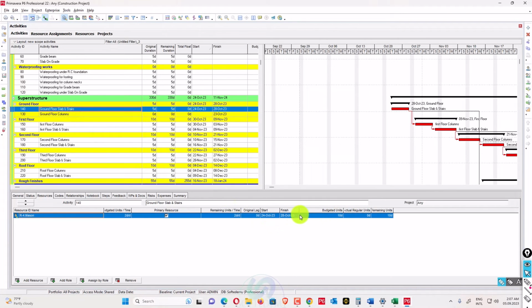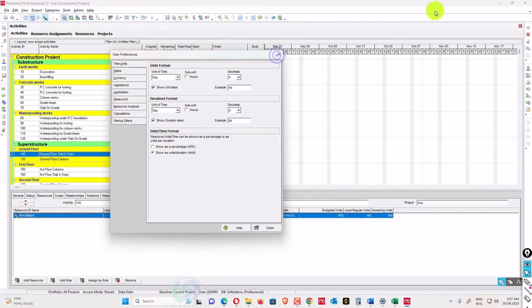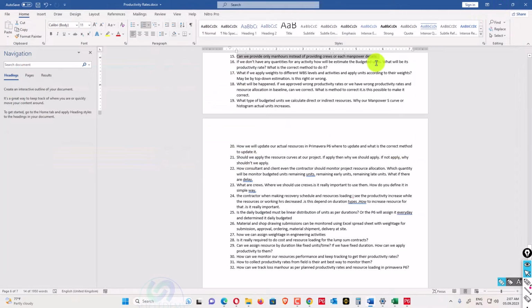You will update the hours. If you are monitoring with days, you can go to Edit, then User Preferences, and change the unit to days. So if you want to apply it for the day, or if you want to apply it for the week, you can also change it from there.